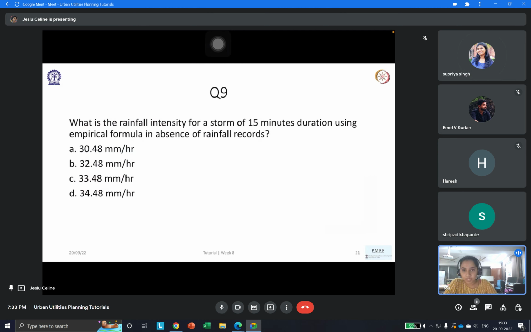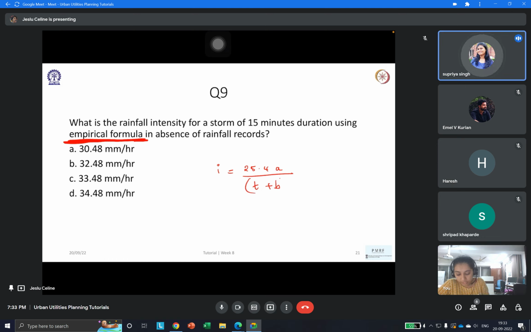So, what is the rainfall intensity for a storm of 15-minute duration using the empirical formula in the absence of rainfall record? This empirical formula is Bernard's formula that we're using. So, can we solve this now? What is Bernard's formula? It's I equals 25.4 A by... I forgot... A by T plus B. And what will we be getting out of this? We will be getting the intensity of rainfall.